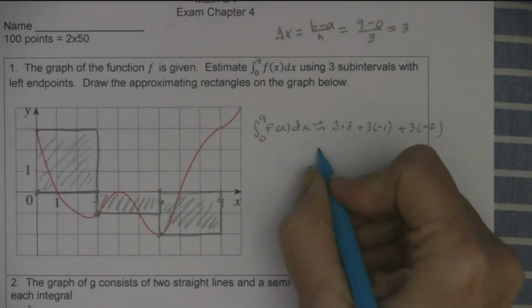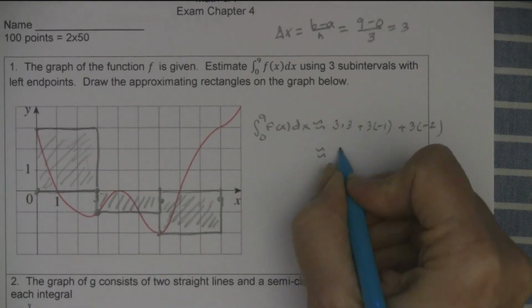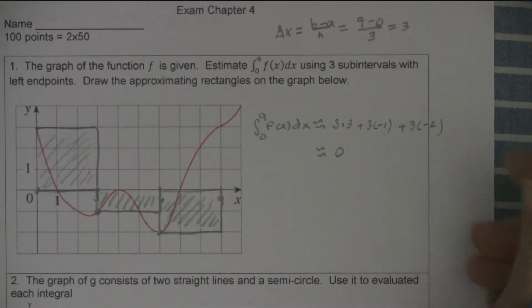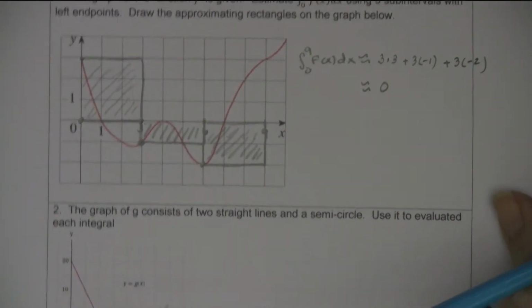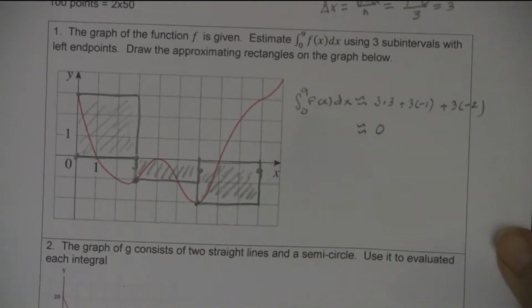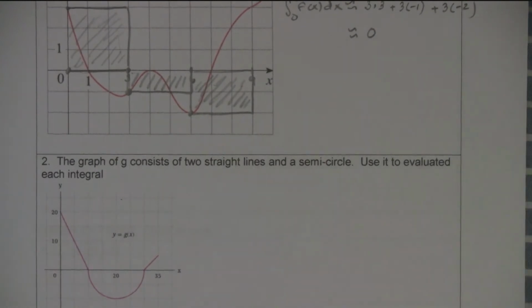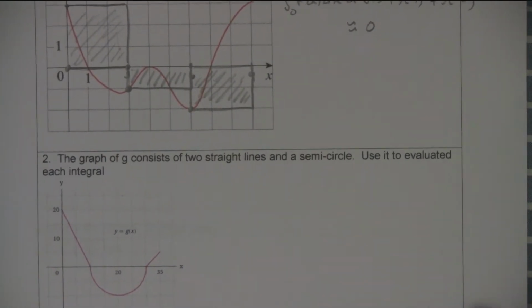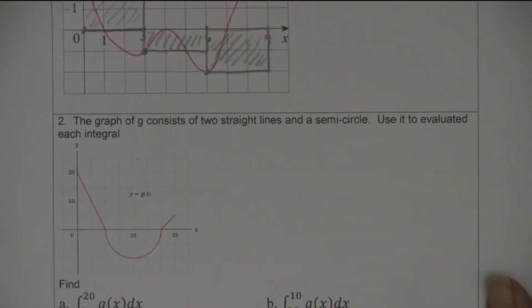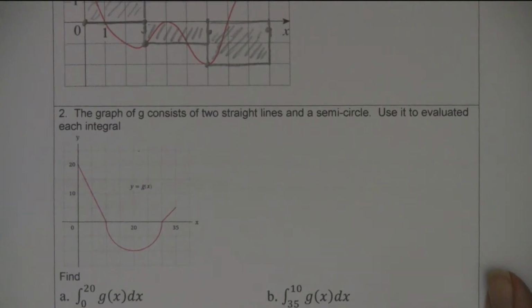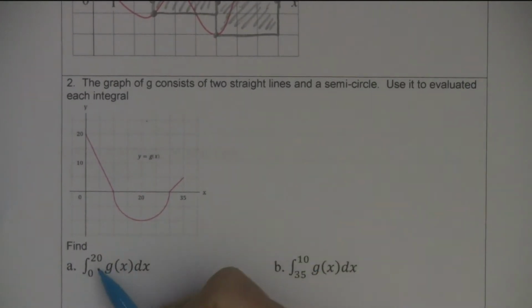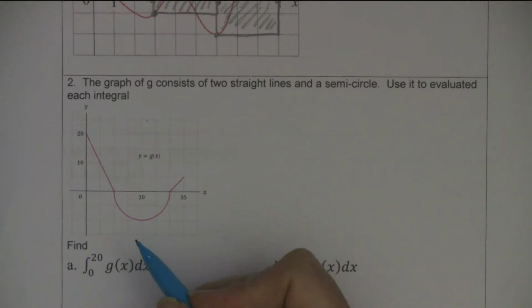And I think coincidentally, this is approximately 0, right? Is our approximation. So we did a lovely job on that one. Did I do everything they asked me to do? I think I did. Okay, here they say the graph of g consists of 2 straight lines and a semicircle. Use it to evaluate the integral, and they said from 0 to 20.